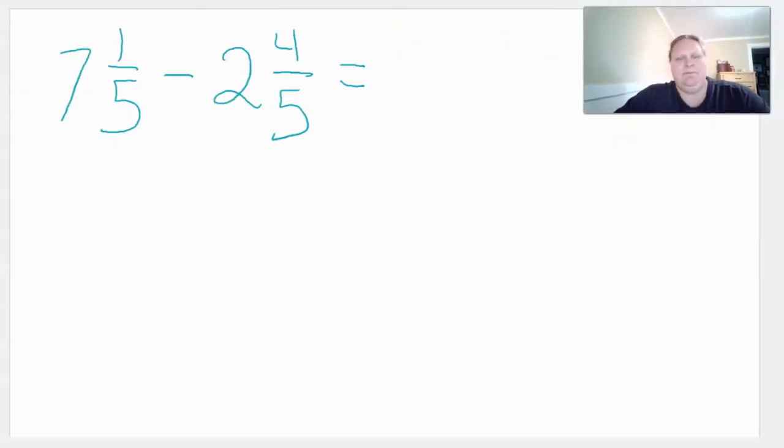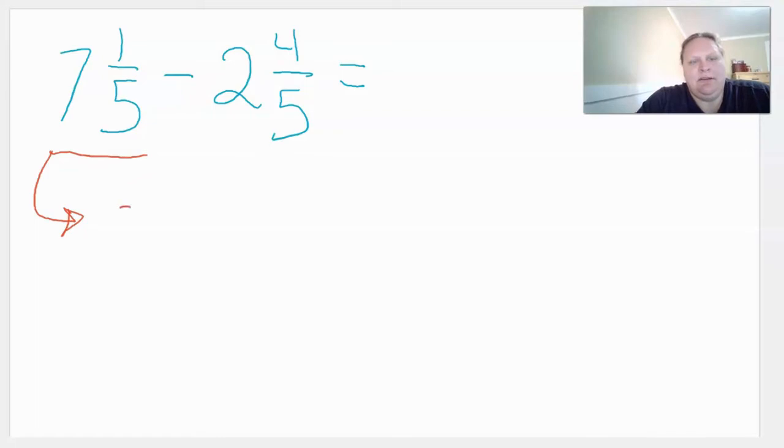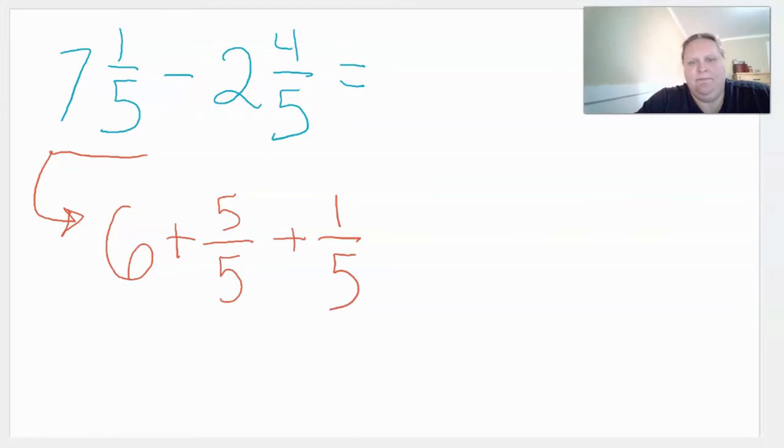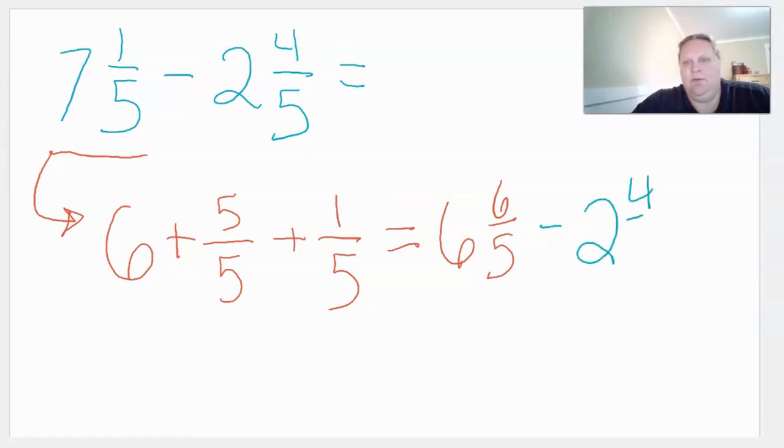So let's go back to the problem here and take a look again. So the first method is to ungroup it. What that means is we're going to take this 7 1/5 and break it down into 6. Now remember, because I'm having a 6, I can ungroup one of them because that equals 1. So 6 plus 1, that's 7 plus 1/5. Okay, so now I have 6 6/5. And I can take that and subtract it by 2 4/5.